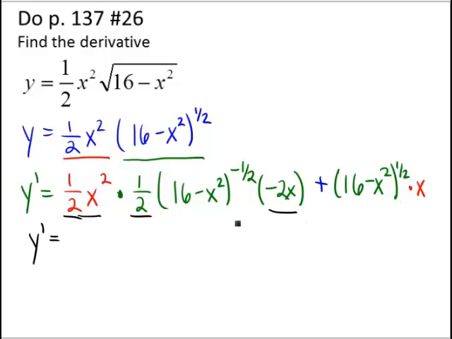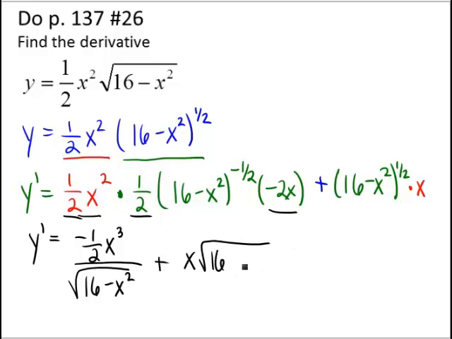So let's go ahead and put those three parts together. That ends up being 1/4 times a negative 2, which would be a negative 1/2, x to the third power. This negative 1/2 power would go on the bottom of the fraction. And then I would add on this x square root of 16 minus x squared. Now I could see them making a common denominator and then adding those together, but I am not going to go ahead and do that at this time.